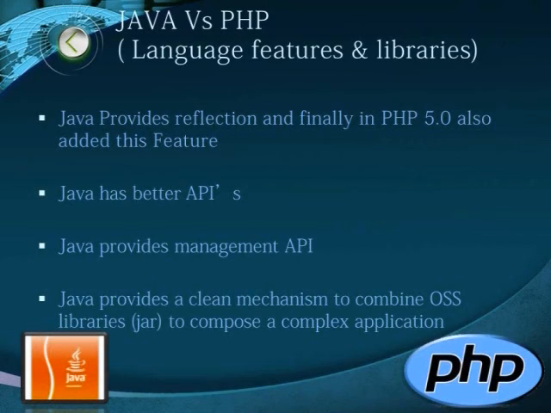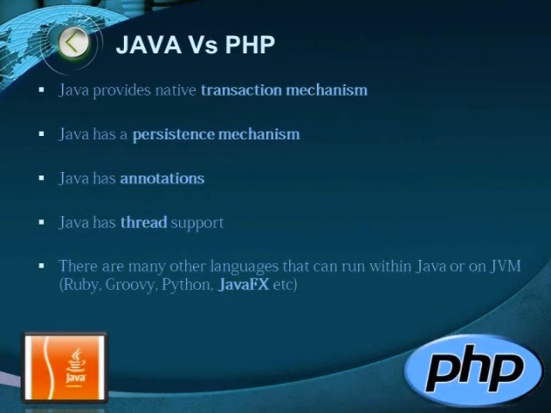Java has a richer set of APIs: applet, Swing, JSF. Java provides a management API for managing and monitoring devices and applications. There are thousands of OSS projects for Java. Java provides a clean mechanism to combine these libraries as JARs to compose a complex application. Java provides a native transaction mechanism. Java has a persistence mechanism to convert Java objects to database table entries and table entries to Java objects.